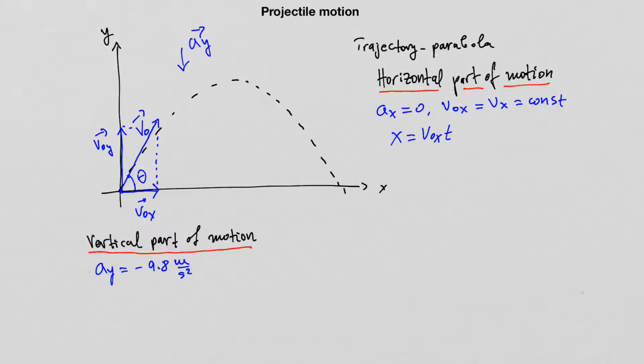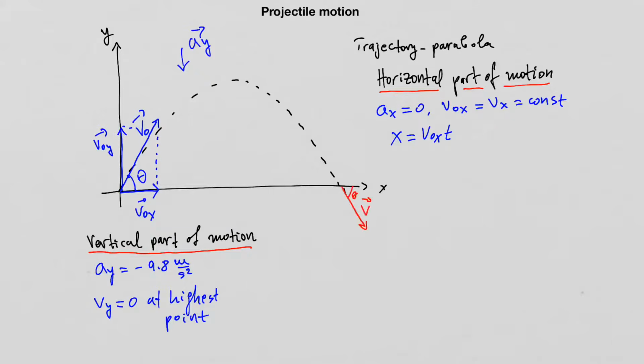Now, the vertical velocity is not a constant. As the object is moving up the trajectory, the vertical component of the velocity decreases until the object hits the highest point of the parabola, and then at the highest point, the y component of the velocity is equal to 0. So the vertical component of the velocity at the highest point of the parabola is equal to 0.